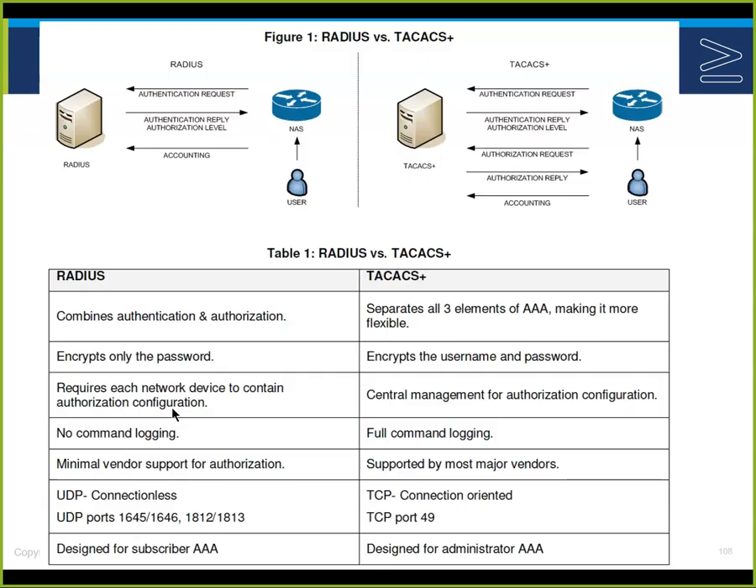Here's a little bit of a summary for these things. Radius, TACACS, which does what to which other one. Radius combines authentication and authorization, whereas in TACACS they are separate processes. Radius encrypts the password. TACACS encrypts the username and password. Radius requires that each network device contain the authorization configuration. TACACS has central management for the authorization configuration.